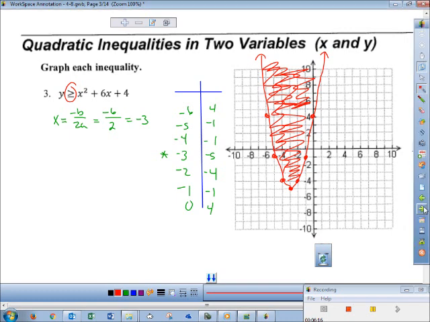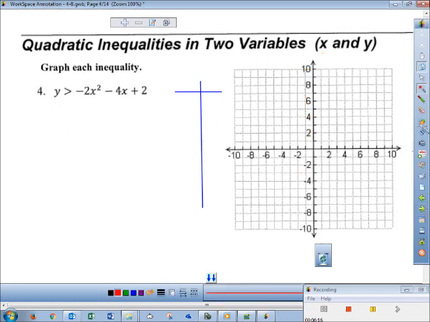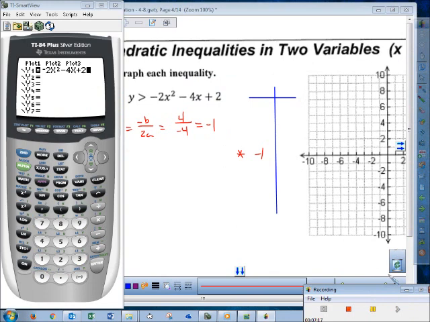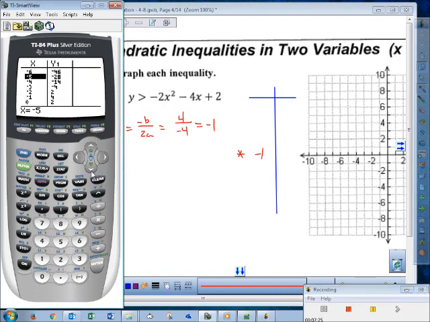One more. So, finding the vertex again, this is in standard form. If it was in vertex form, you should be able to read it and see where the vertex is. So opposite of b over 2 times a. That gives me -1. Punch that in: -2x squared minus 4x plus 2. Table it up. -1 should have symmetry around it.